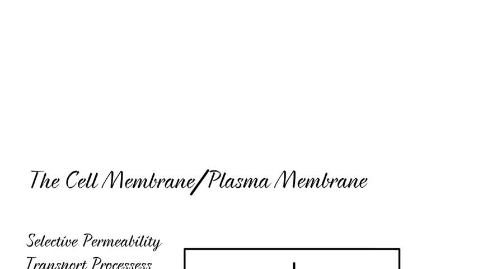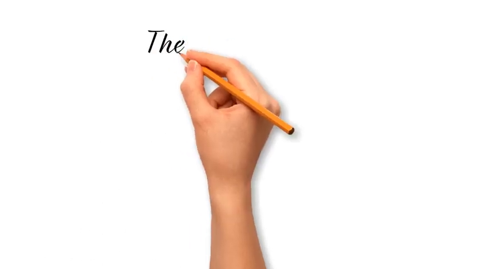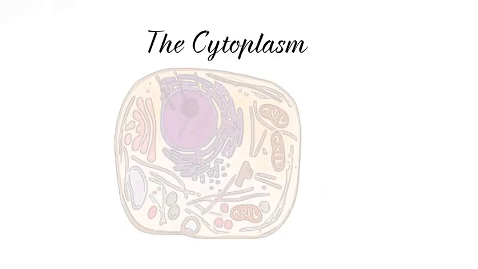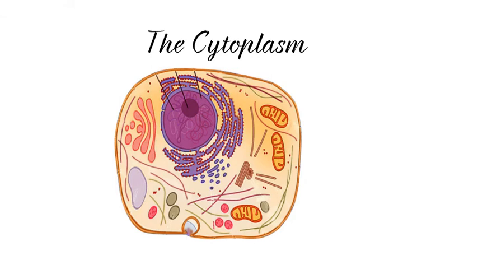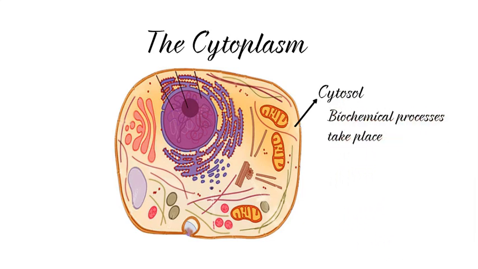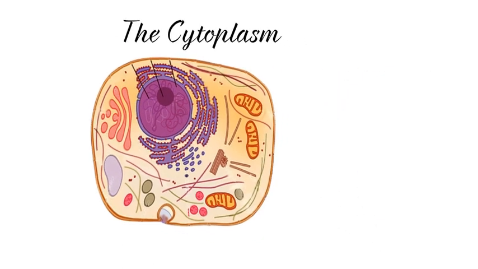The next component of the cell we're going to look at is the cytoplasm. The cytoplasm is the gel-like substance that fills the cell, and it contains all the organelles found within the cell. This gel-like substance is also referred to as cytosol. It is within the cytosol where most of the biochemical processes of the cell take place, and the various organelles within the cytosol also perform individual functions that contribute to the overall function of the cell.